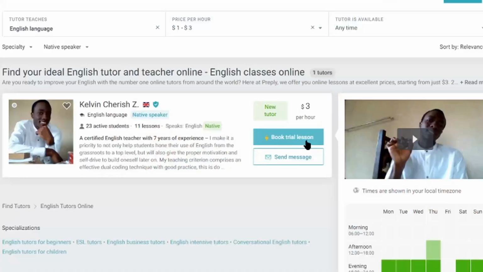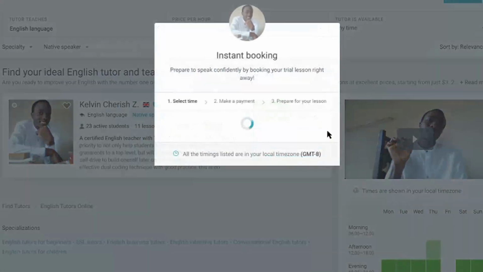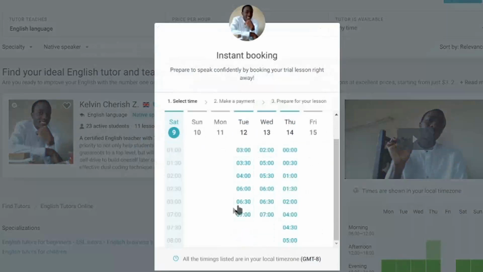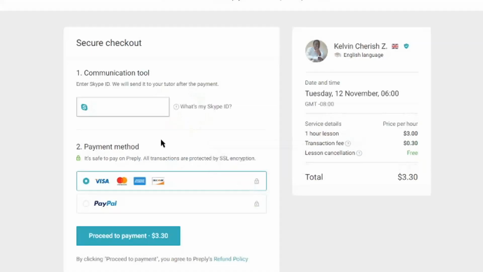And you can try a lesson. So click on book trial lesson. And then you can select a time zone that you want to try. So you select it. And then you put communication tool.